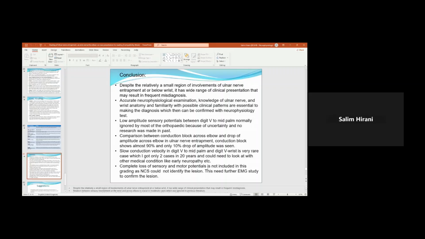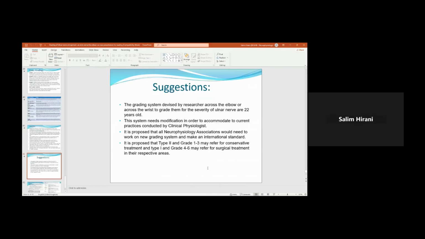And slow conduction velocity in digit 5 to mid palm and digit 5 to wrist is a very rare case, which I got in 2 or 3 cases in 25, and recently I got one more case, and we need to look at it for other medical cases. And complete loss of sensory and motor potential is not included in this grading system. So there is some suggestion.